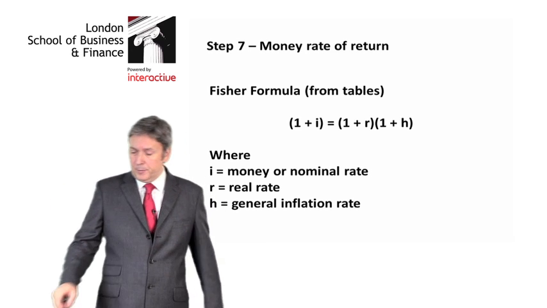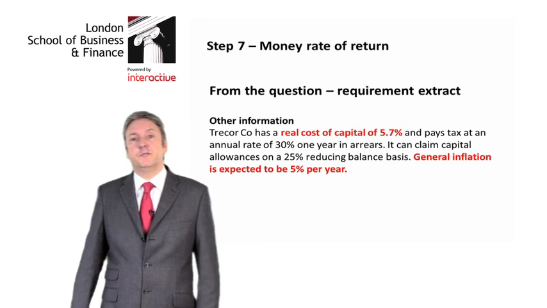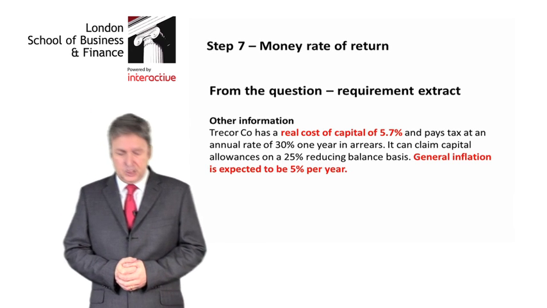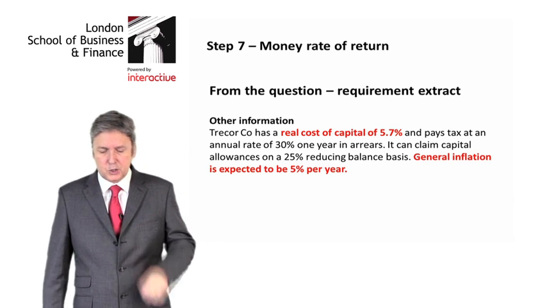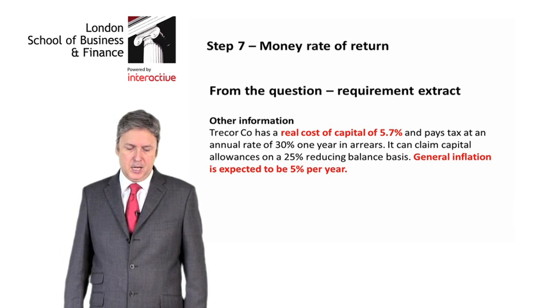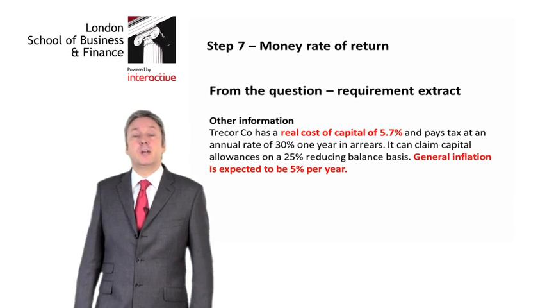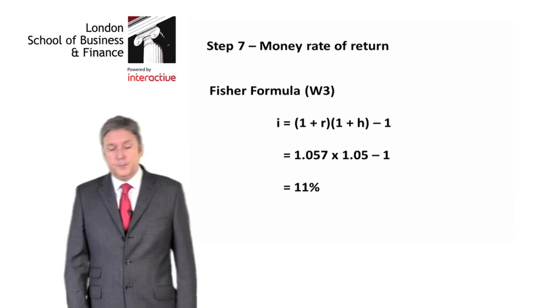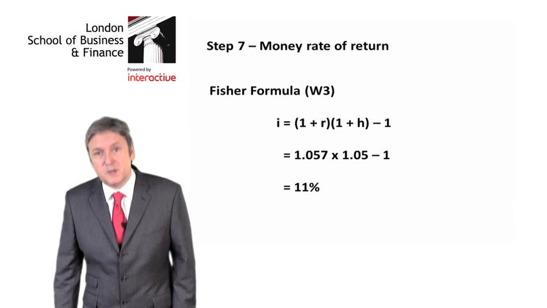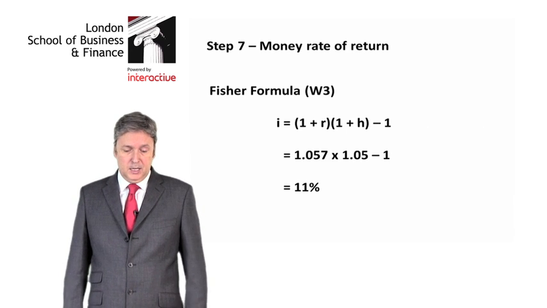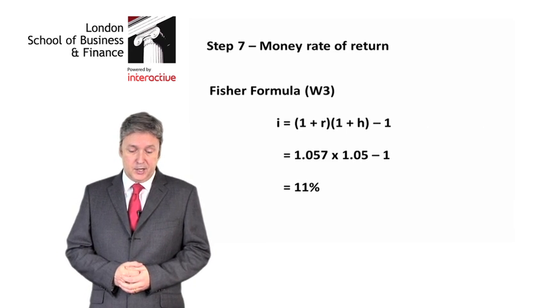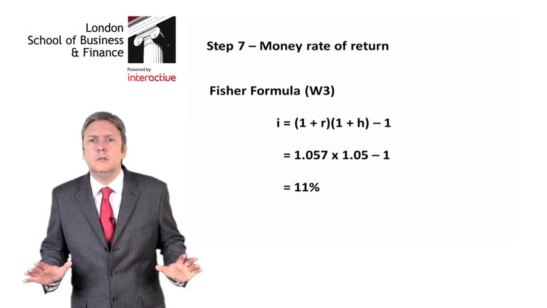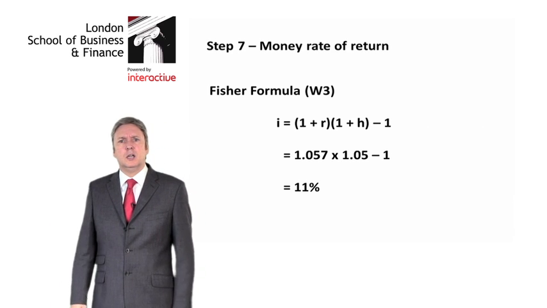So, we've got our formula, and all we have to do is to take the information from the question. If you remember, looking back at the other information, we were told we have a real cost of capital of 5.7%, and at the bottom we are told general inflation is expected to be 5%. So, all we do is to slot that information into the formula. And what we see here is that we end up with a value of 11%. Not difficult, I hope. Very simple, but it's worth a mark.